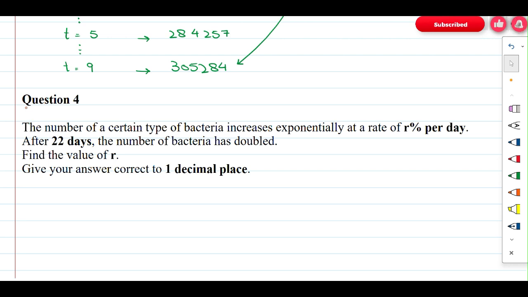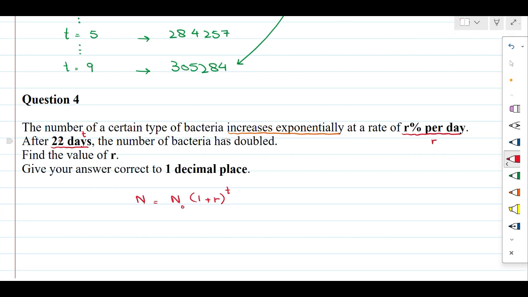Let's take a look at another question. The number of a certain type of bacteria increases exponentially. Exponential increase has the formula N equals N naught times (1 plus r) to the power t, at a rate of r% per day. This r value is per day, and time is also in days. So keep in mind that your r and your t must have the same unit, right?